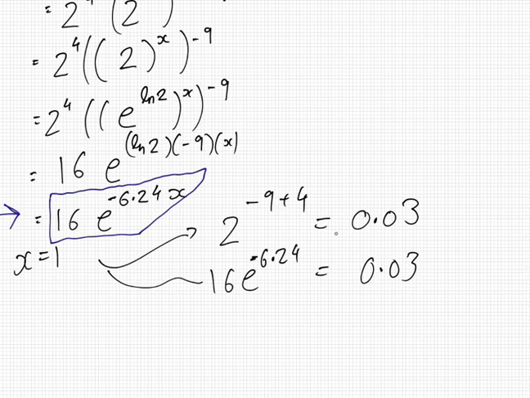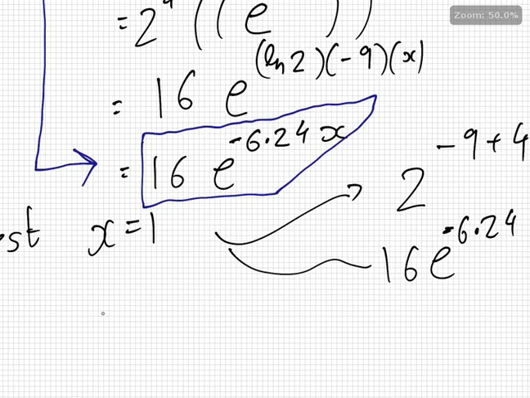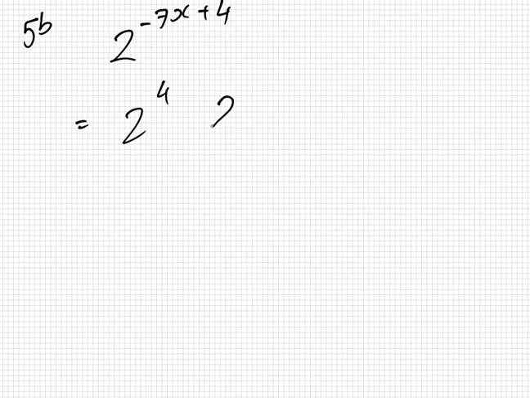Okay, where am I now? So write that down if you need to. I'm going to do 5b now. 2 power minus 7x plus 4. That equals 2 power 4 times 2 power minus 7x.